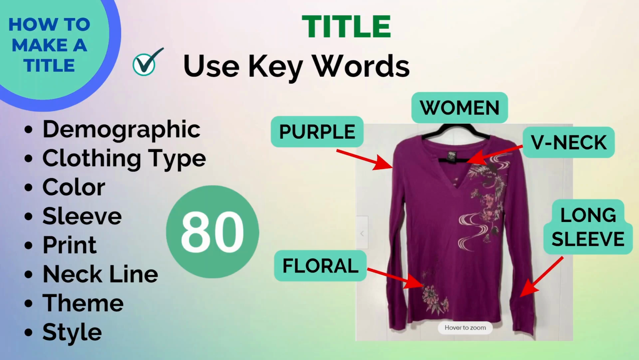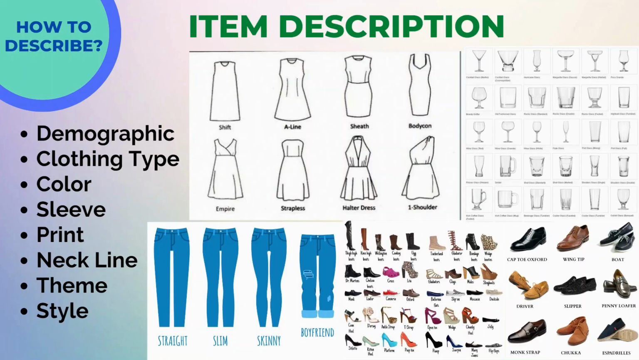Keep in mind there is an 80-character limit for titles, so you have to decide which words are most important. Here is an example of keywords for a top. For almost any category, you can find keyword charts online to help you describe your item. There are many different shapes and styles out there, so it will take some time to learn about your inventory.